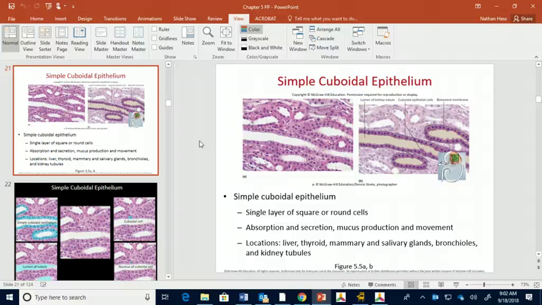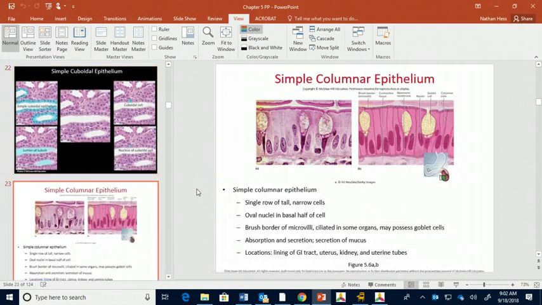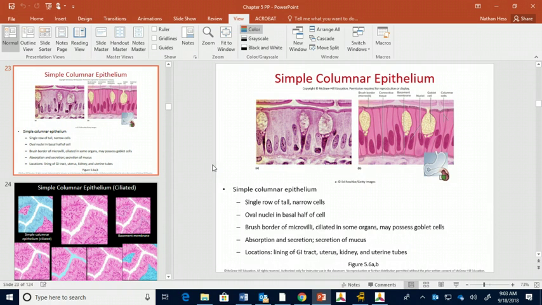Simple cuboidal, right? This is in the kidney tubules. Again, secretion and absorption. That's what this is all about. Thin layers of tissue. We keep moving. We're at simple columnar epithelial. Simple columnar is the mucosa of the small intestine, that lining of that small intestine. And what's the point of that simple columnar? Absorption. It absorbs the pieces. Okay, which makes sense. In the intestines, its whole job is to absorb, right? Get nutrients from the outside.